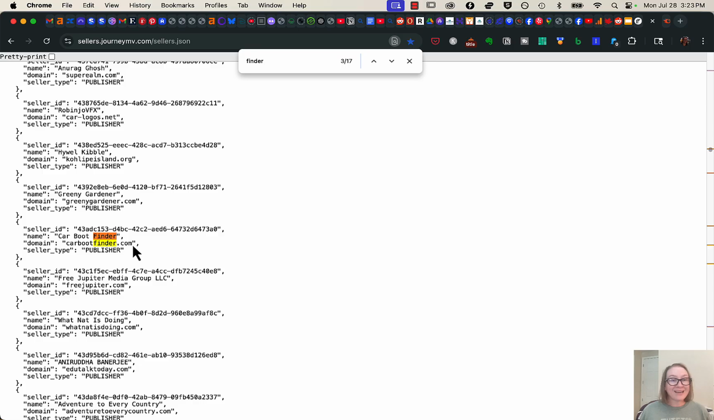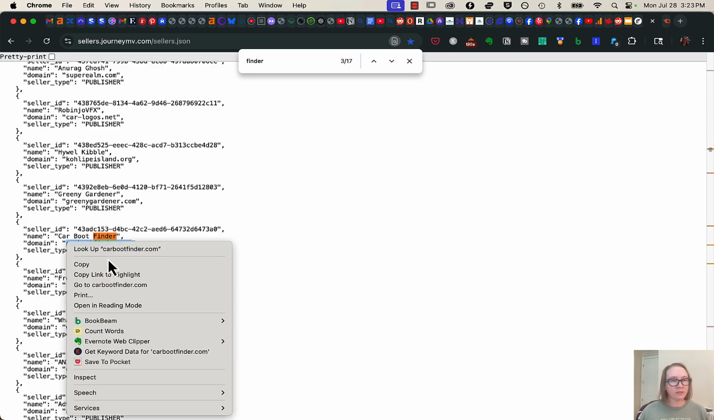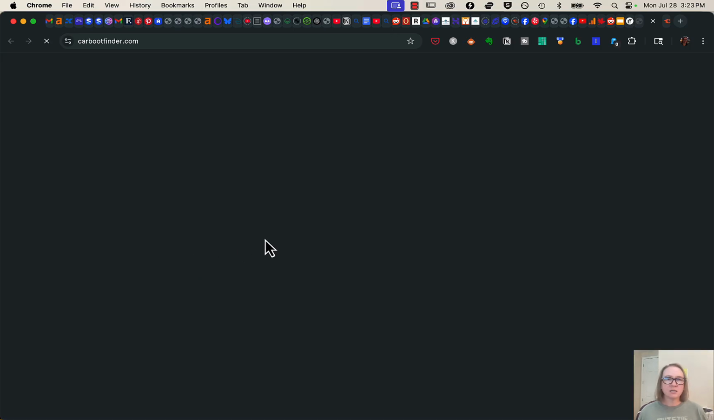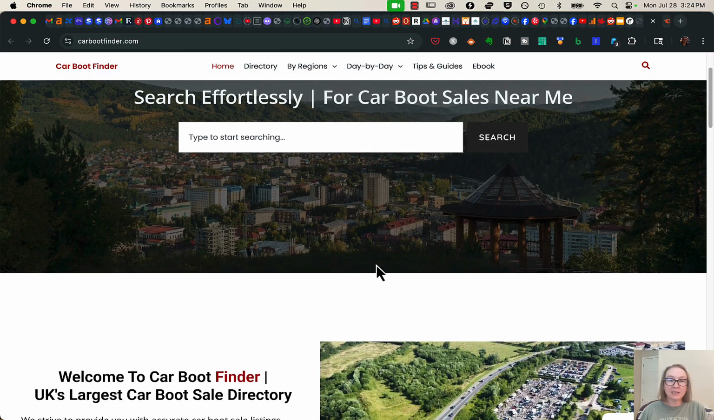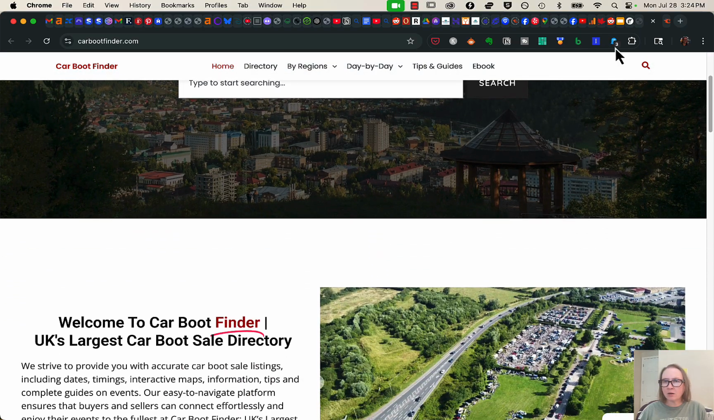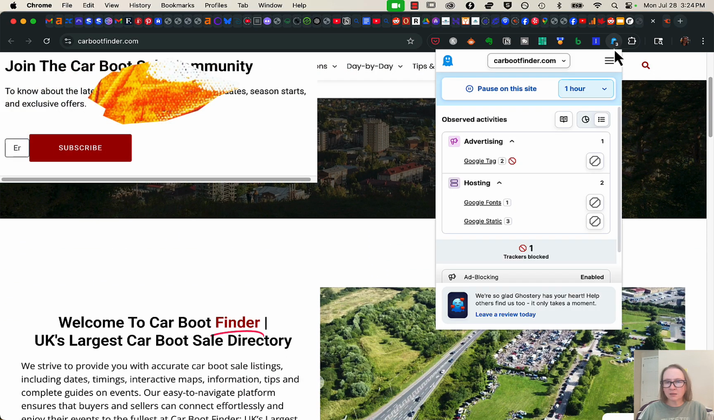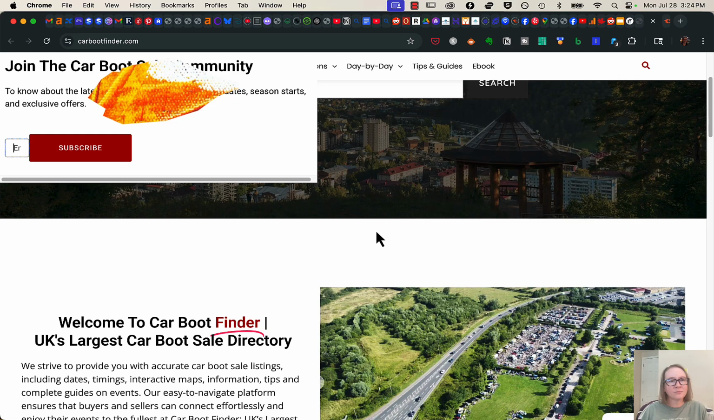Car boot finder. This is a great example. We'll just open this up right here because this site is doing some great stuff with monetization. As you can see, a UK audience is going to be the target here. It's got a nice clean site. I do have my ad blocker on. Let's see if it's running ads. That was actually just a really stupid thing to say because I just found this on Journey by Mediavine, so of course they're running ads.